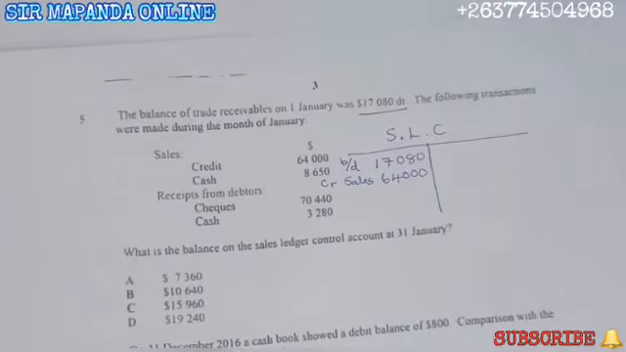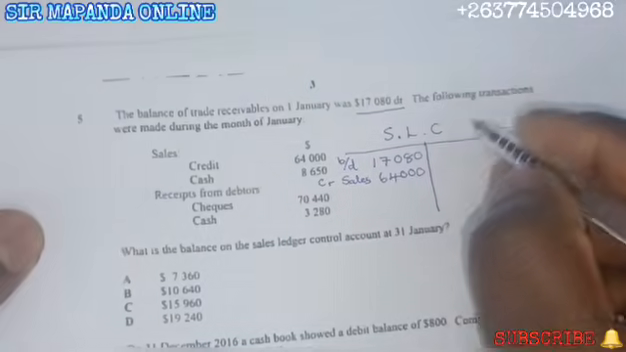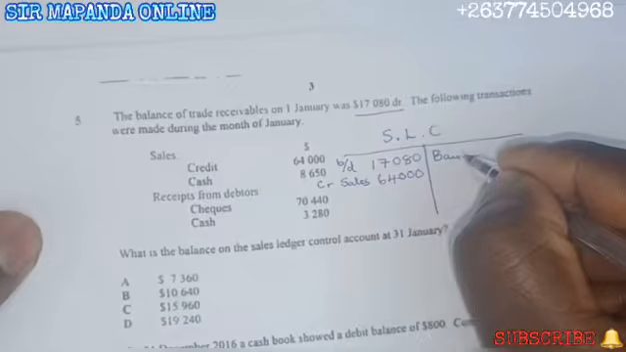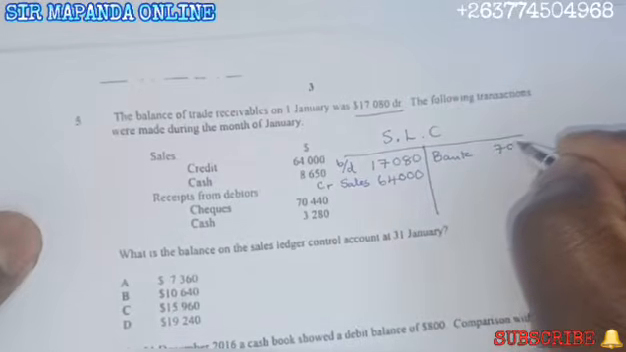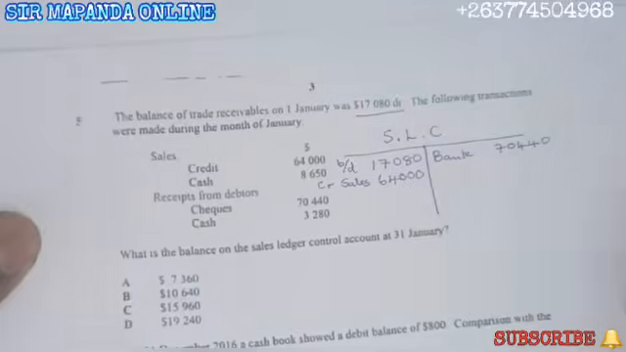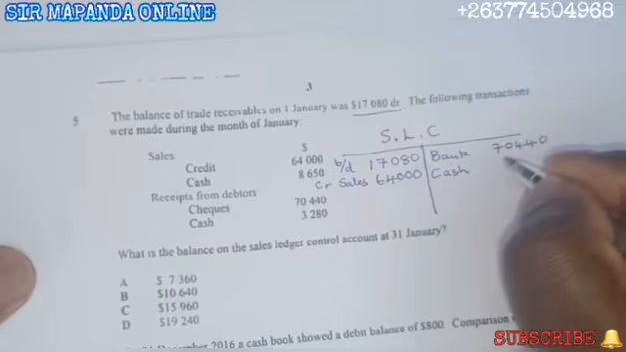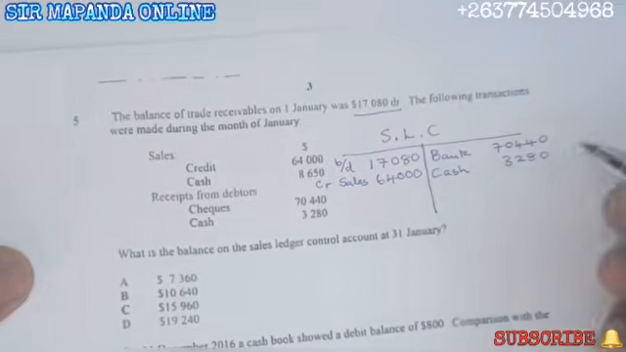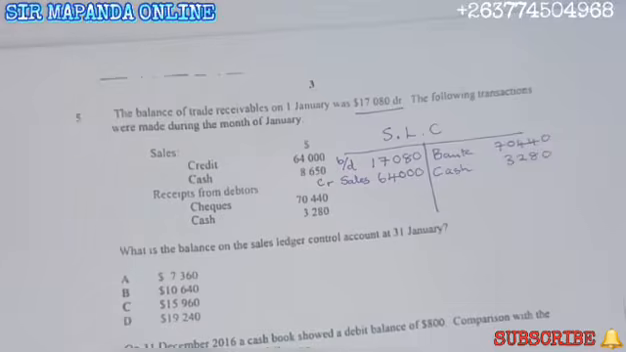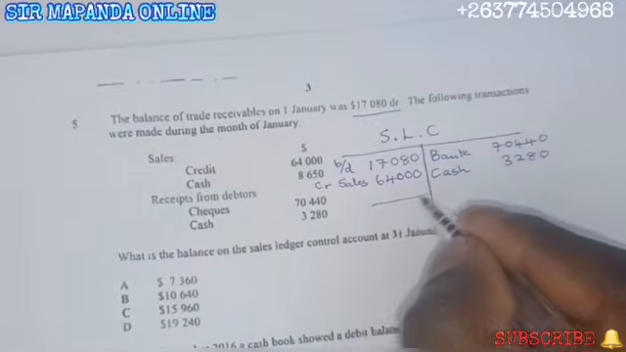Then we move on to the next statement. Receipts from debtors. Receipts from debtors are payments received from the customers. I hope you are following. They appear on the credit side of the control account. So this one, return checks, the detail become bank, then you write 70,440, something like this. Then cash is also recorded. Why are payments recorded on the credit side? Because they are there to decrease the amount which was owed by the credit customers.